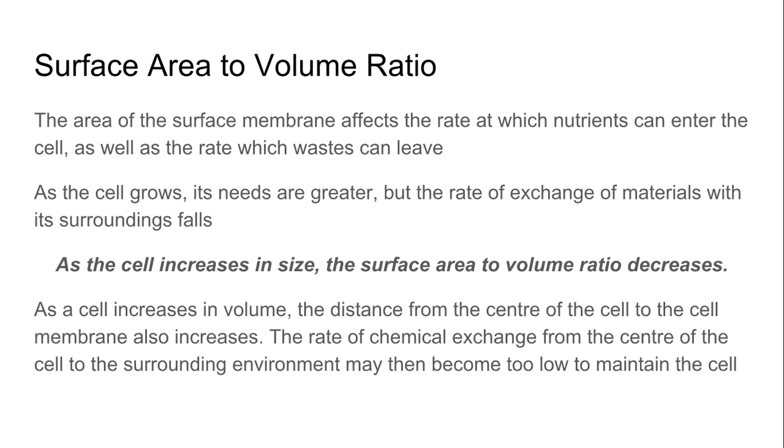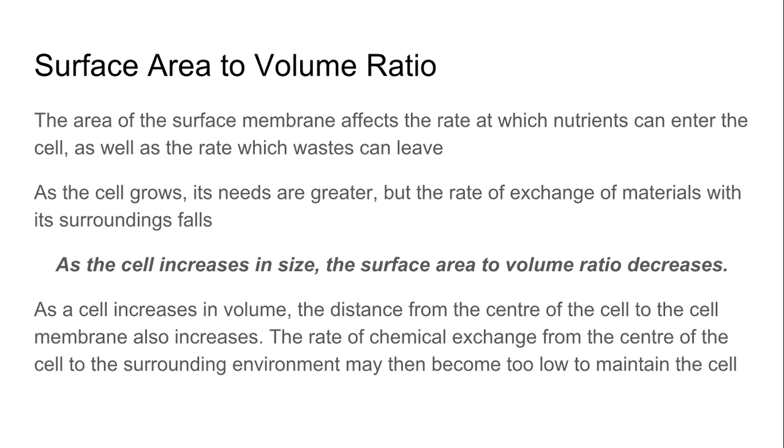When we talk about the area of the surface membrane, it is really important because it affects the rate at which nutrients can enter the cell, and as well as the entry of these materials, we're looking at the rate at which waste can leave. And as a cell grows, its needs are greater, but the rate of the exchange of materials with its surroundings falls. So we know that as the cell increases in size, the surface area to volume ratio decreases.